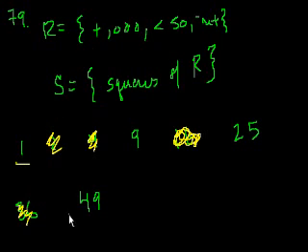So 1 counts. 9 is 3 squared. 9 itself is a positive odd integer less than 50, and it's also the square of 3, which is another positive odd integer less than 50. So 9 counts. 25, same logic. It's a positive odd integer less than 50, and it's the square of 5. And then 49, same thing. Square of 7, both 49 and 7 are positive odd integers less than 50. So I found 4. So that's C.